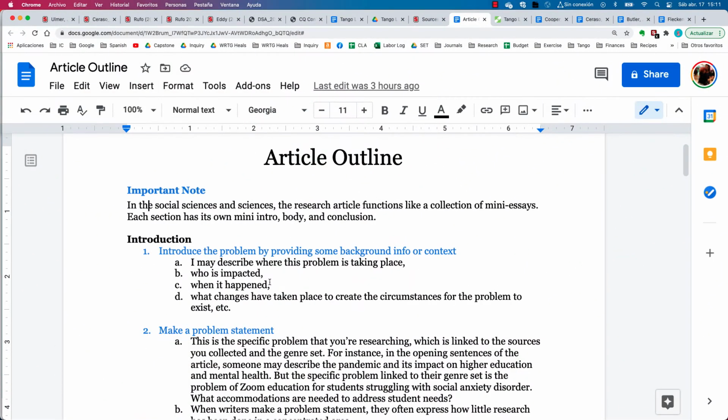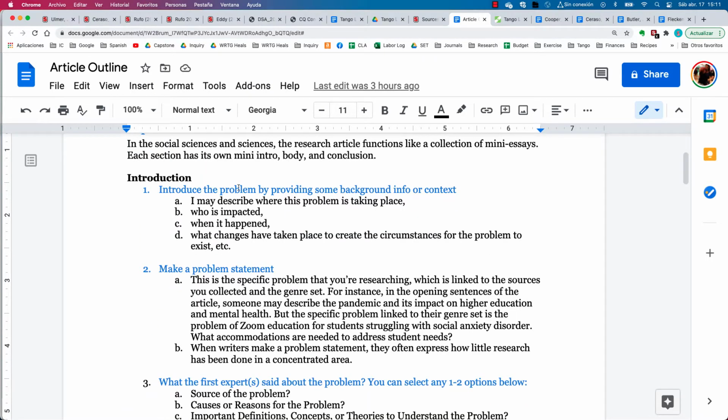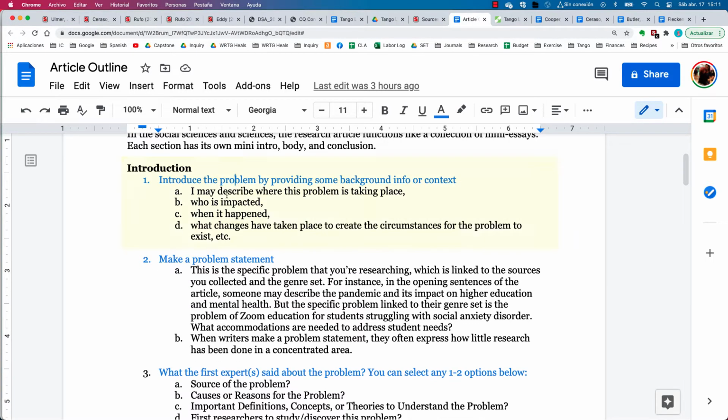At the very beginning of your article, the first thing you're going to do is write the introduction. So the introduction is where you introduce the problem by providing some background info or context. So this is where you might describe where this problem is taking place, who is impacted, when it happened, what changes have taken place to create the circumstances for the problem to exist.